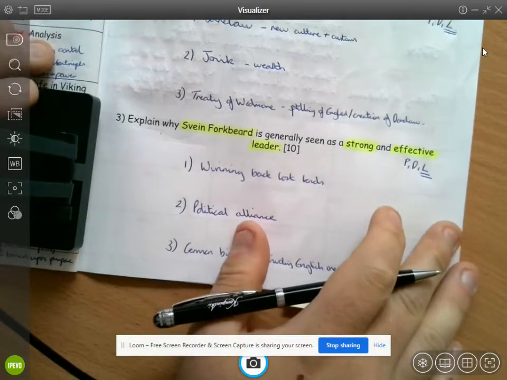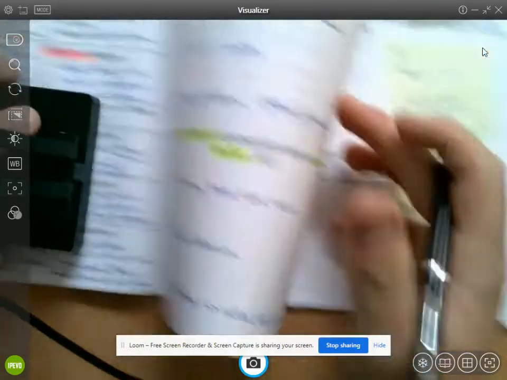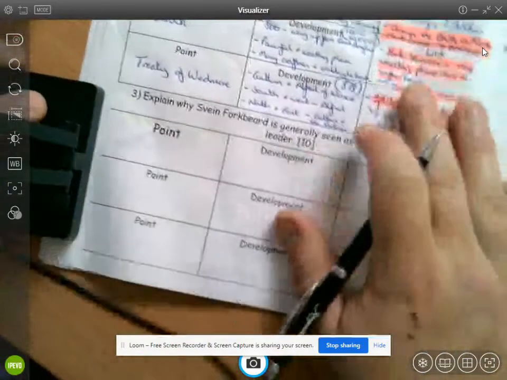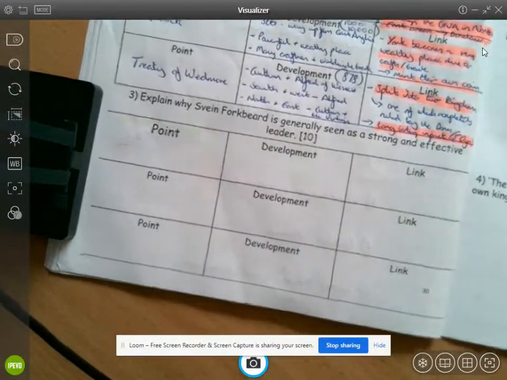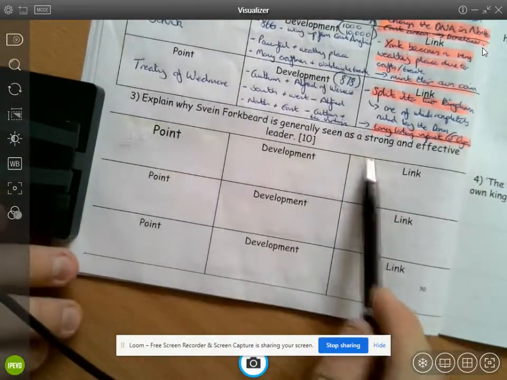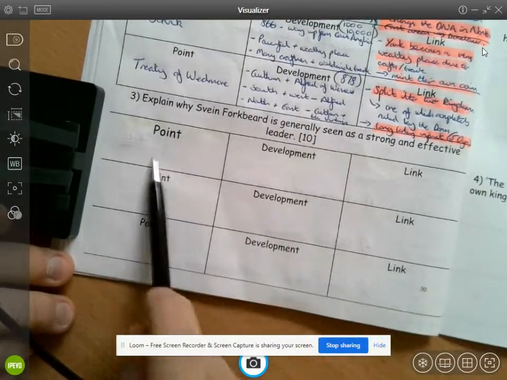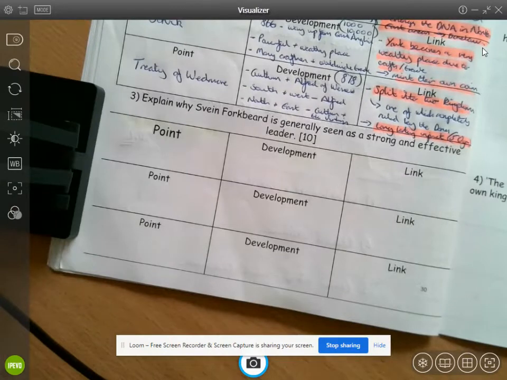Okay. Turn the page. I want you to annotate your question and write in the points that you would talk about for this answer.